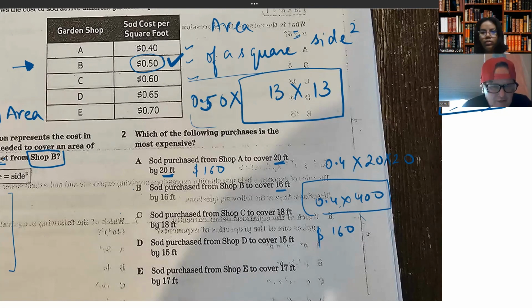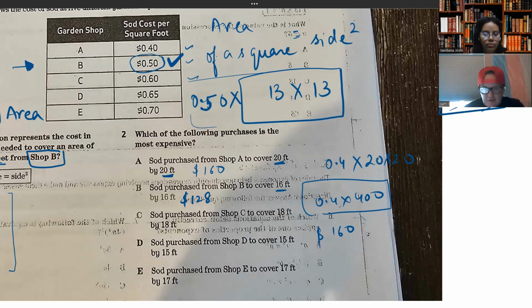128. Is that correct? The second one is correct. Calculate the amount of money that you'll have to pay to shop C. Is it 0.06? It is 0.6.